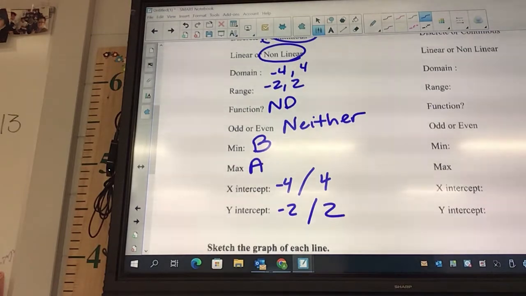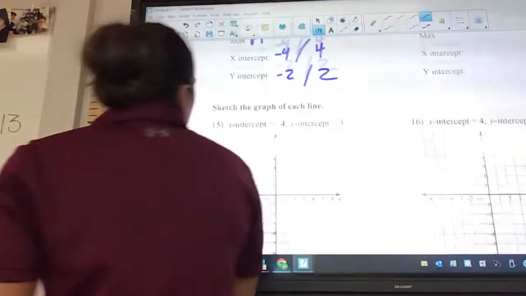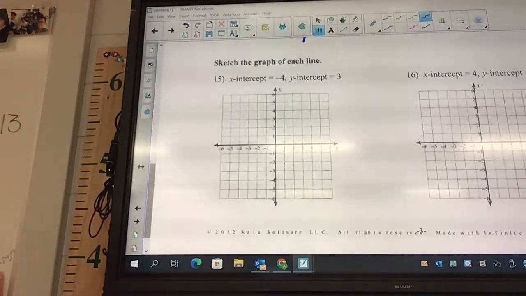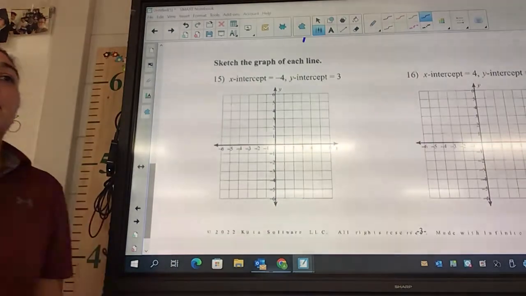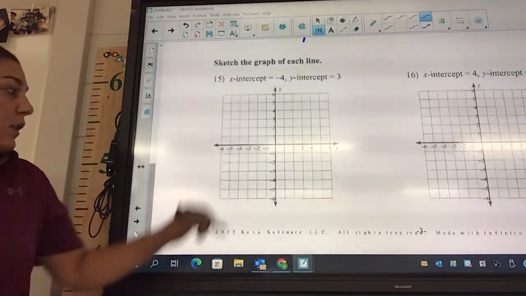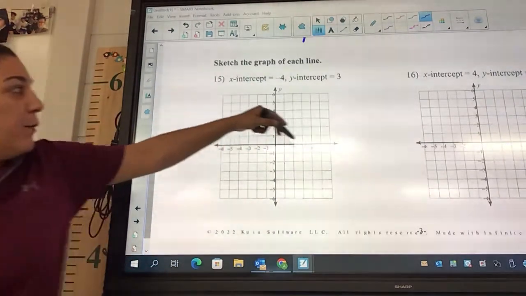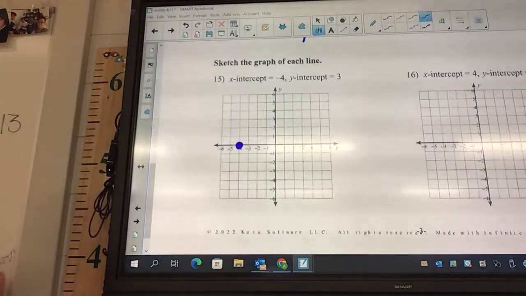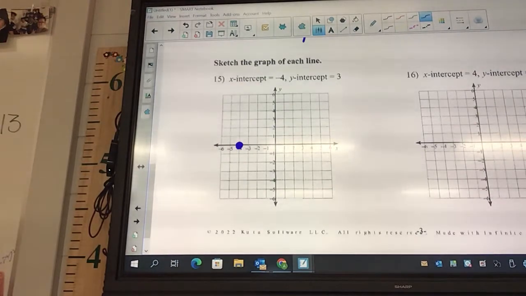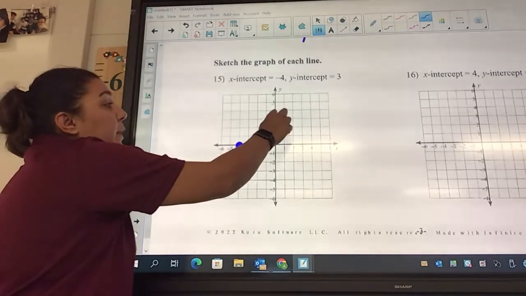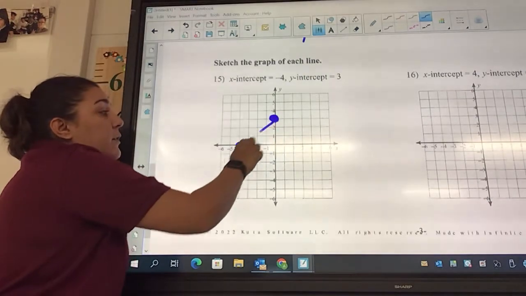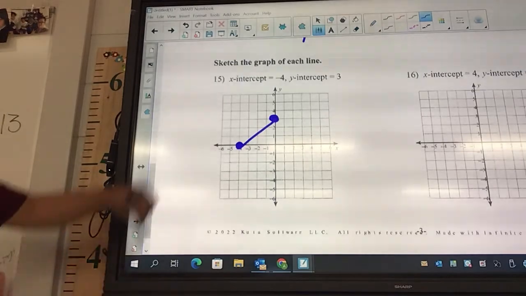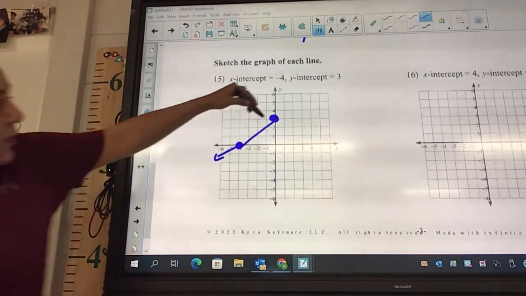Okay, sketch the graph of each line. They gave us our x-intercept and our y-intercept. What do we do? Our x-intercept is at -4. Where's that on here? To the left. We find the x-line and we go to -4 and we put our dot. The y-intercept is at 3. Where's that? On the y-line. We find the y-line and we find 3 and we put our dot. You are not allowed to do this. That is not acceptable. It is a line, so yours needs to extend out and you need to draw the arrows.